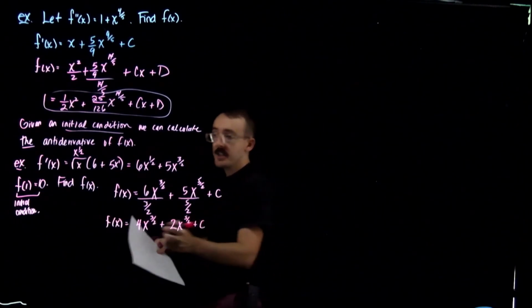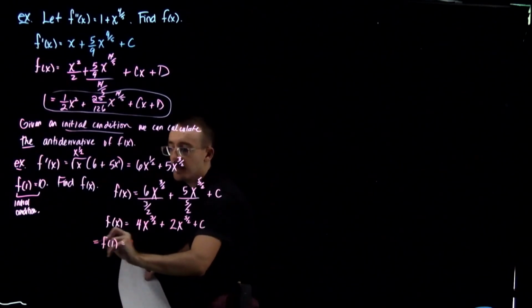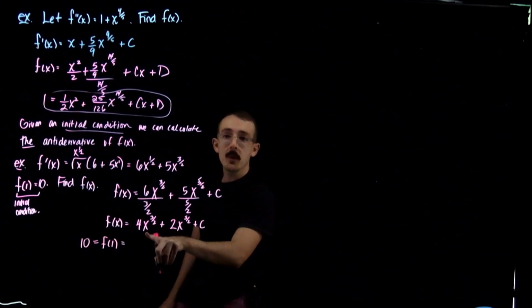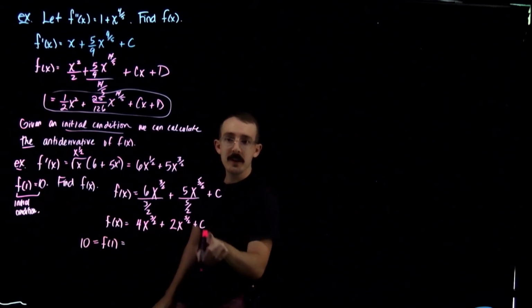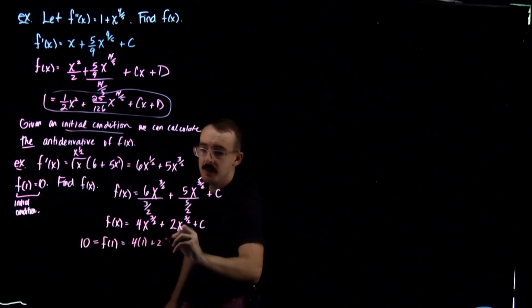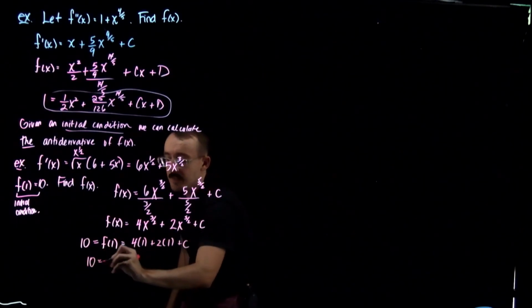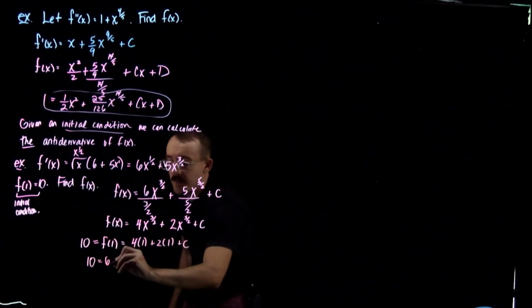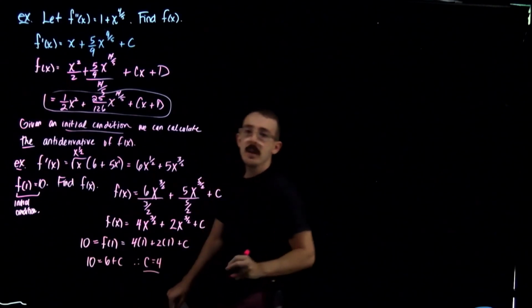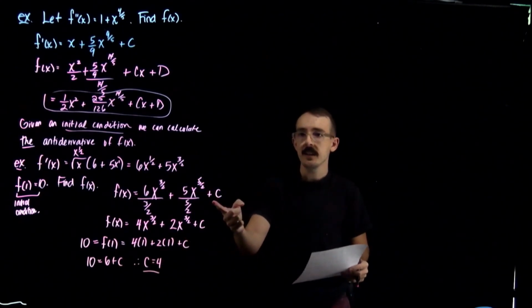Let's use the initial condition now. So it says f of 1 is equal to 10. That's what it says over here. But also, f of 1 is if you plug 1 into the function. So if I plug in 1 into the function I have 4 times 1 plus 2 times 1 plus c. So this means that 10 is supposed to be equal to 6 plus c. That means c has to be 4. So now we're forced to choose a particular constant here.